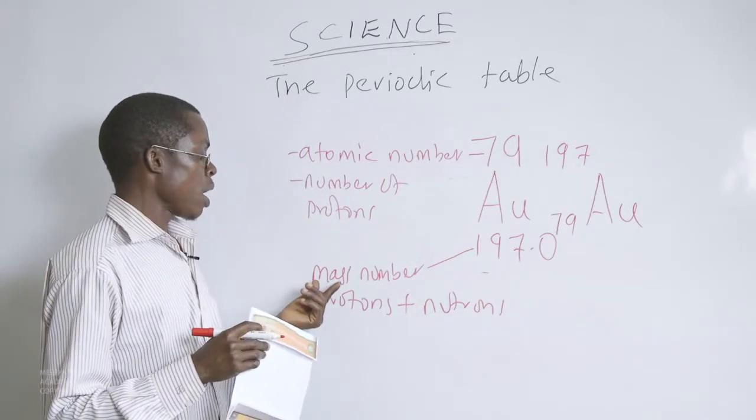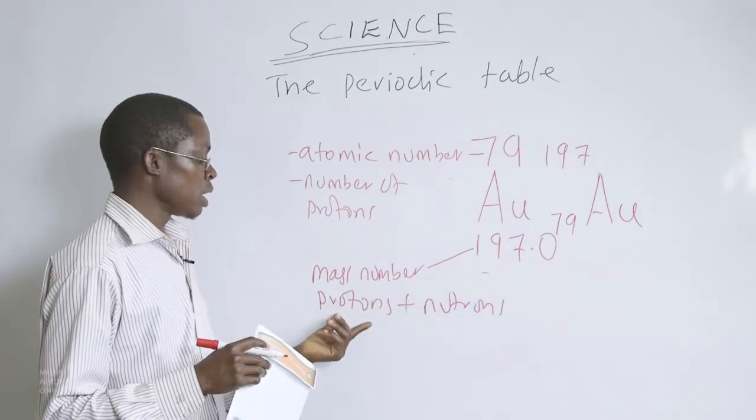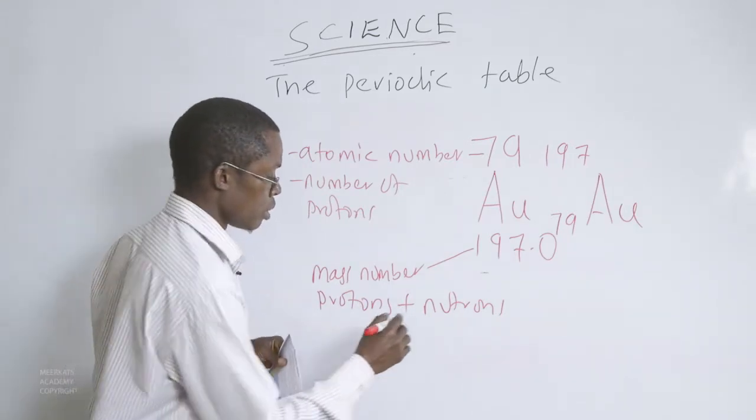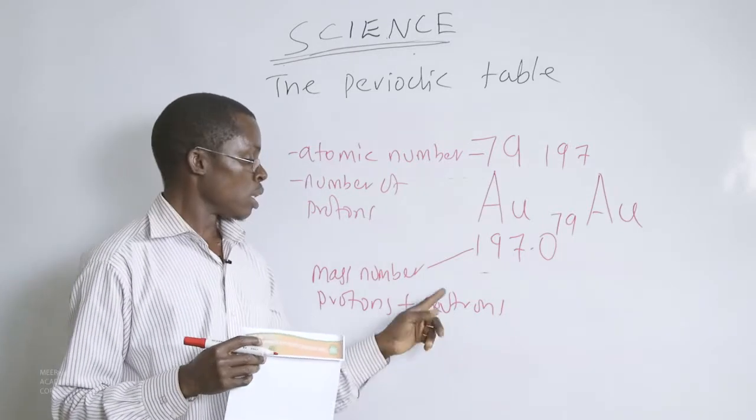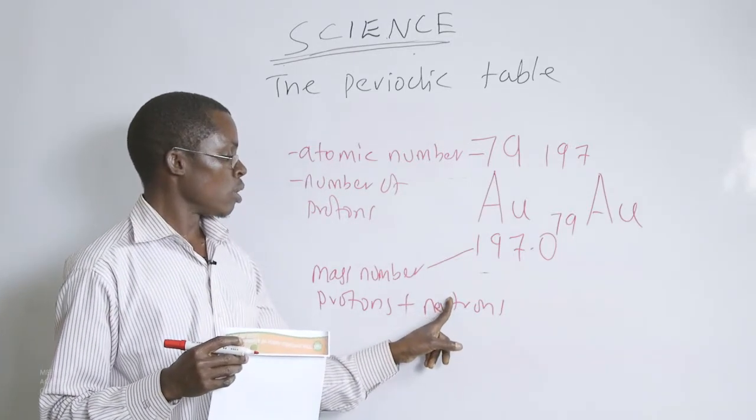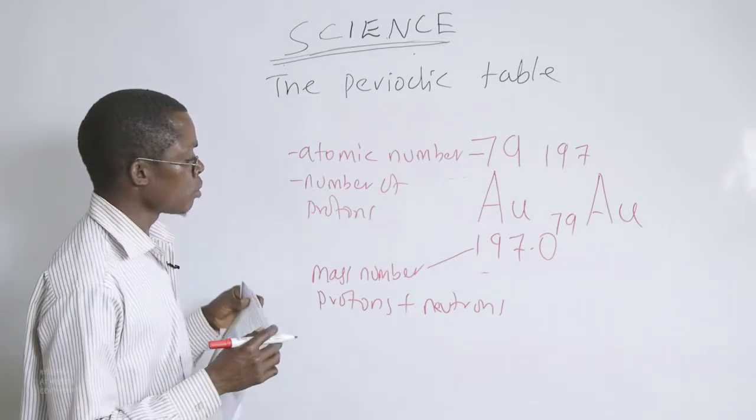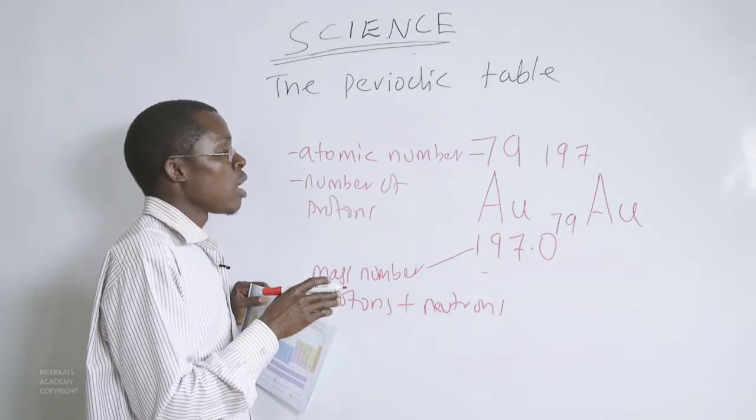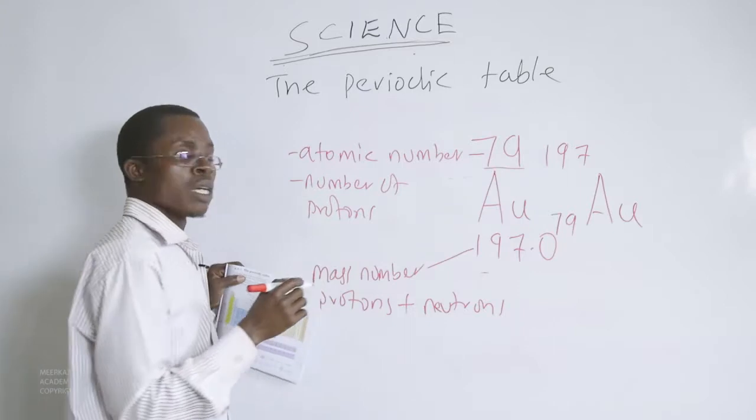So we have mass number, the big number, which is a total of protons and neutrons. Then you get mass number. Now, for you to use these numbers to locate an element, you have to go for atomic numbers.